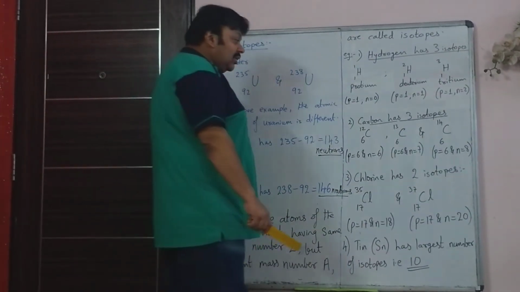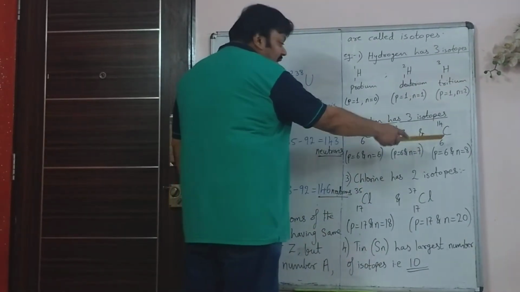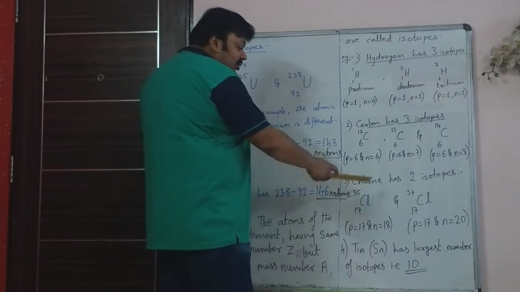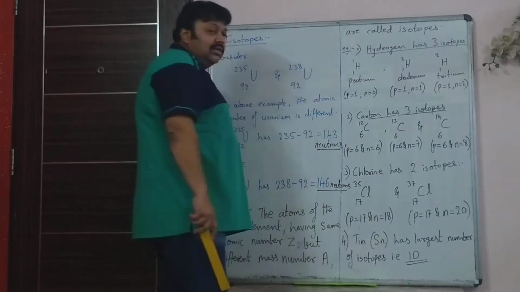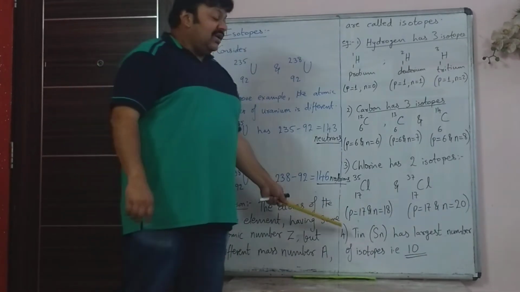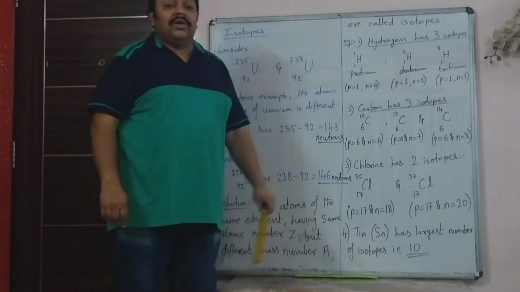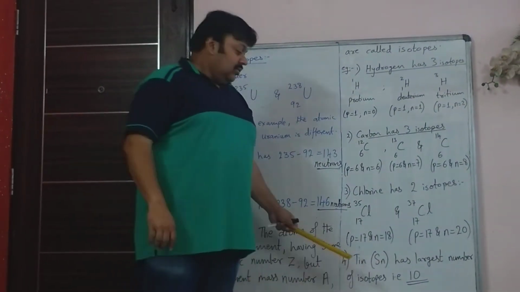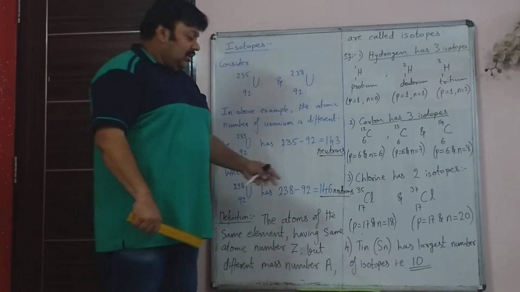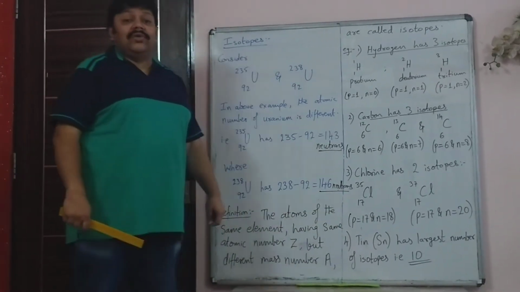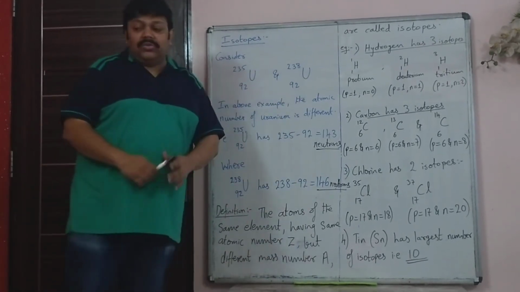Yes, you have to remember the names and examples of these isotopes. They could ask, what are the isotopes of carbon? And which is the radioisotope? This is the radioisotope. What are the isotopes of chlorine? Chlorine 17 35 and chlorine 17 37. Now tin has the largest number of isotopes, that is tin has 10 isotopes. You don't have to learn that, but you just have to remember the element that has maximum number of isotopes is tin. So copy this in your notebook, we continue.